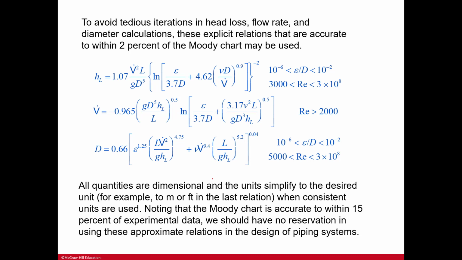So to avoid tedious iterations of head loss, flow rate, and diameter calculations, these explicit relations are accurate to within 2% of the Moody chart, and you can use this. These are ones that can give you a really close approximation when you're talking about head loss, velocity, and changes in diameter.